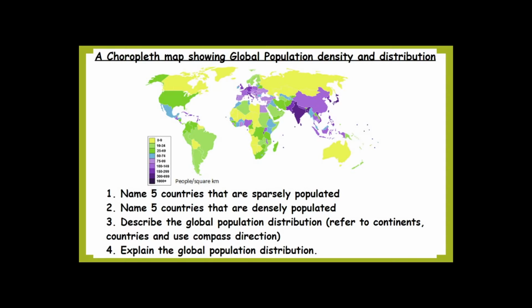For number 3, I'd like you to describe the global population distribution. Describe, remember, means just say what you see. So where is it lightly coloured most and where is it darkly coloured most?